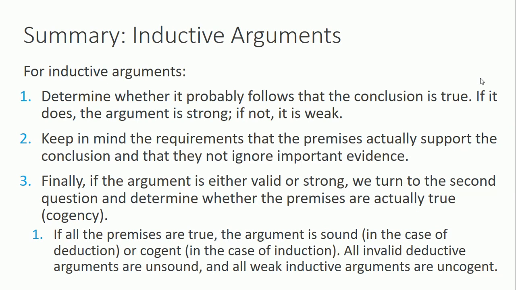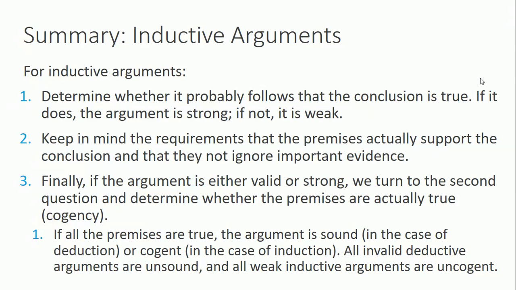So here's a summary of what we're going to do today. First off, these are for inductive arguments. We want to determine whether it probably follows that the conclusion is true. If it does, the argument is strong. If not, it is weak. Now, this is independent of truth. Secondly, we want to keep in mind the requirements that the premises actually support the conclusion and that they not ignore important evidence. This might be difficult to figure out in areas we don't quite know much about, but hey.